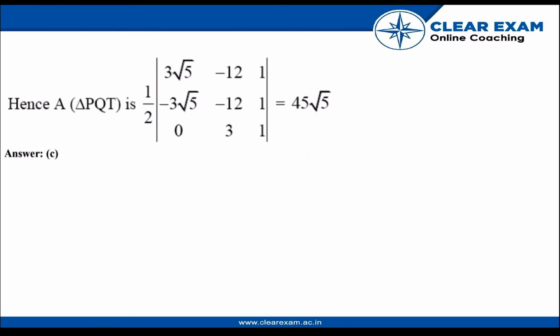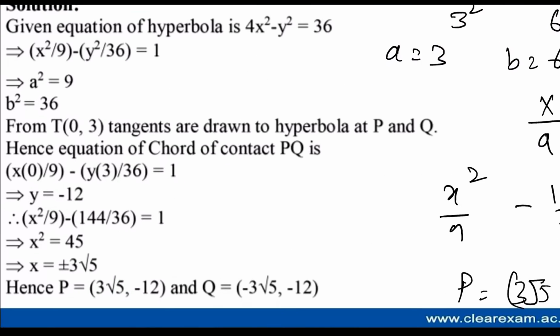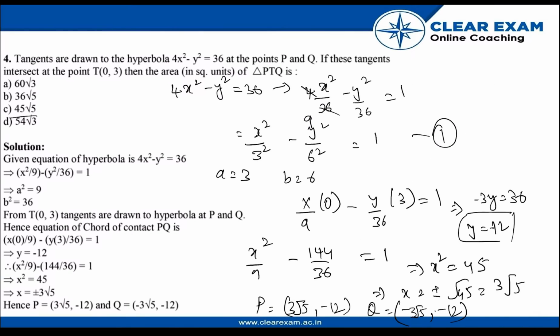Okay, this is the easy part. The area of the triangle will be half into the determinant of the coordinates we found out. Solving this determinant, we have the correct answer, that is 45 root 5, which is option C.